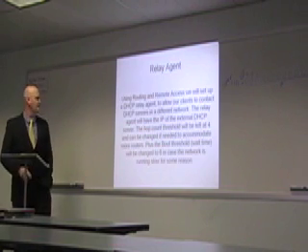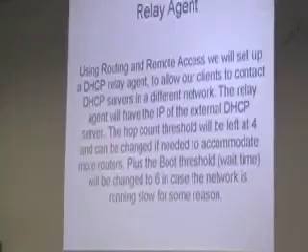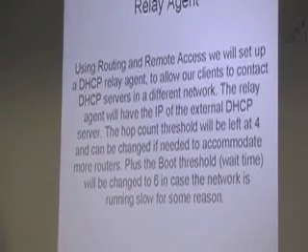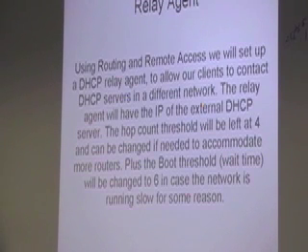Then we set up a relay agent. Using Routing and Remote Access, we will set up a DHCP relay agent to allow our clients to contact DHCP servers in a different network. The relay agent will have the IP for the external DHCP server. The hop count threshold will be left at 4 and can be changed if needed, if more routers do come into the system; we can easily go in and make that change. Plus the boot threshold, which is the wait time, will be changed to 6 in case for some reason our network's bogged down and runs a little bit slow.